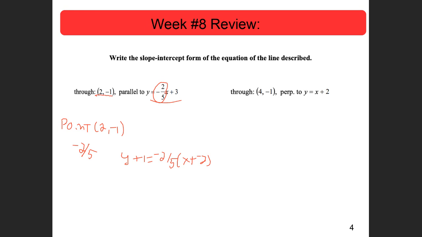Now this one, perpendicular to this line, well, perpendicular means it's the opposite reciprocal. The opposite reciprocal of this is going to be -1 over 1. So if I write my equation, I have y plus 1 is equal to -1 times x. Again, it should have been -4, so I'll put -4 there. Okay, so that's what we worked on last week, writing equations, point-slope form of the line.